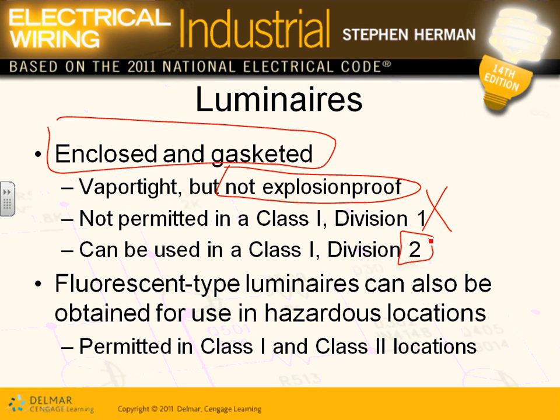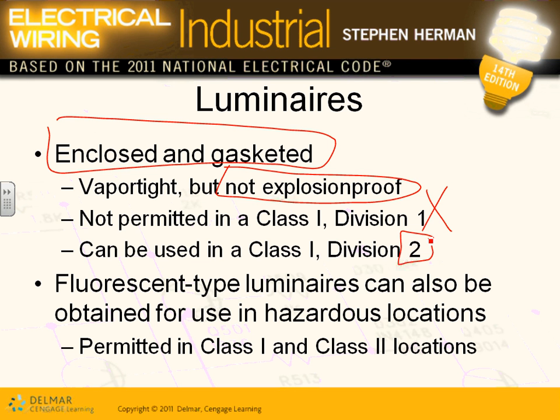For Class 2 Div 1, can we use it? No, you can't use enclosed and gasketed. In the project that we have, guys, if our project says Class 1 Div 1 and we give you a piece of equipment that's an explosion-proof light, but the question says Class 2 Div 1, are we using that? Class 2 Div 1, no. Not in a Class 1 Div 1.